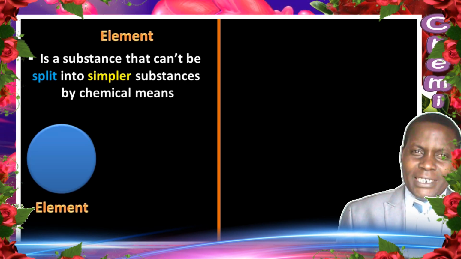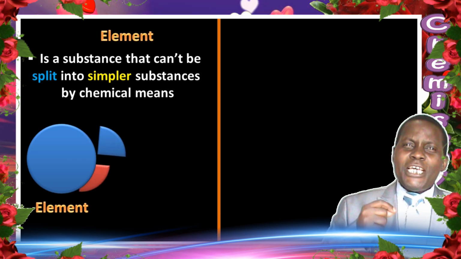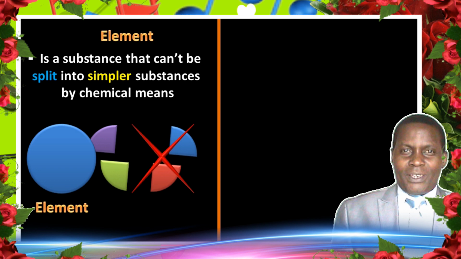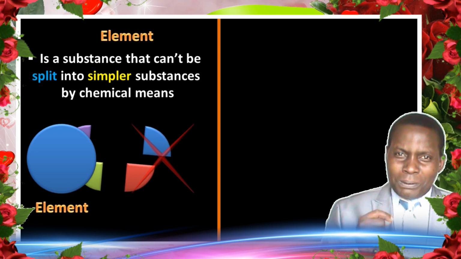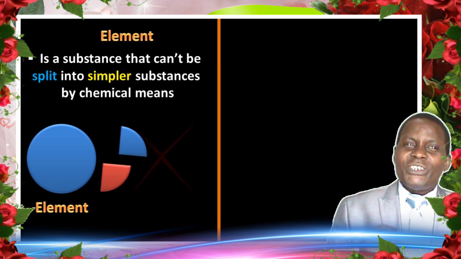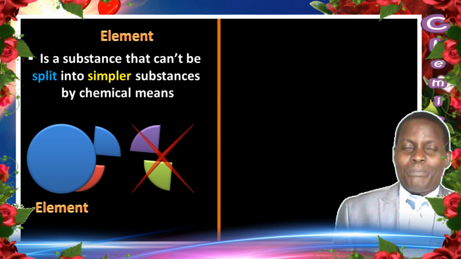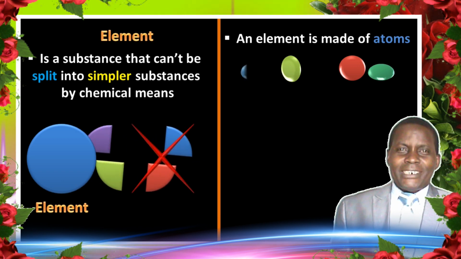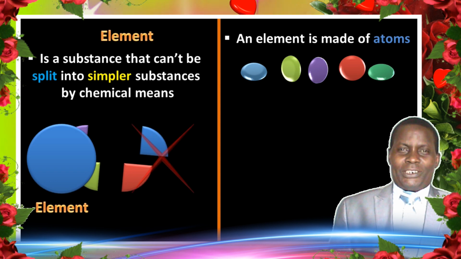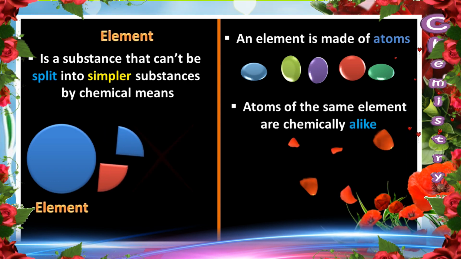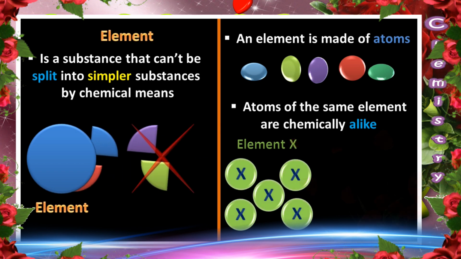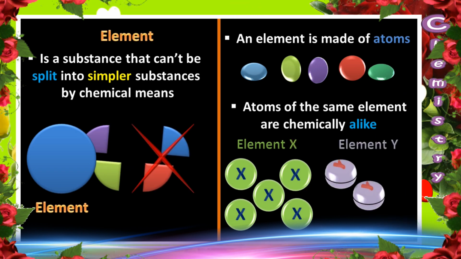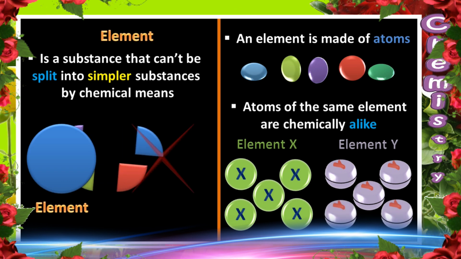An element is a substance that cannot be split into two or more simpler substances by chemical means. An element is made up of simpler substances called atoms. Atoms of the same element are chemically alike.